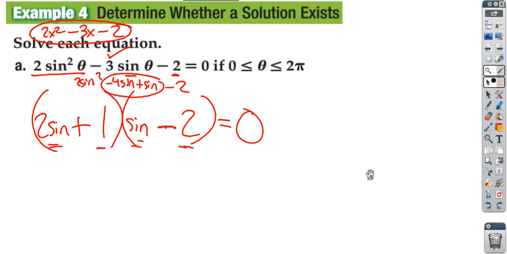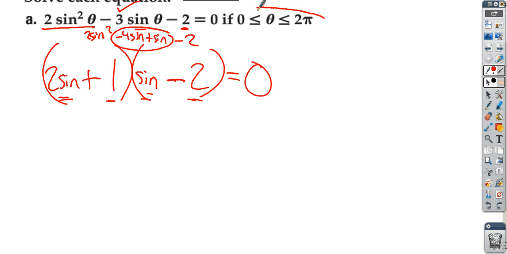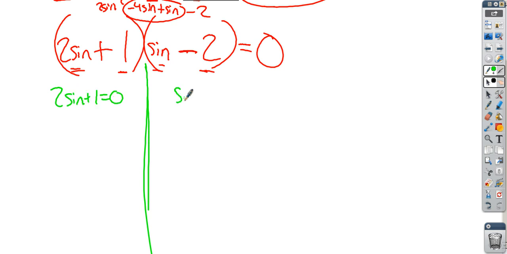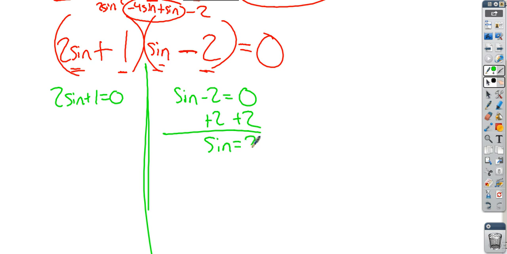Okay, now we know it's equal to 0, and we also know that we're between 0 and 360. We're 0 and 2 pi. 2 pi is the same as 360, the radian equivalent of that. So let's set both parts of this equal to 0, and now we're going to solve it like we solved the other one. So you can see a lot of these have the same pattern. Let's start with this one. We'll add 2 to both sides. Sine is equal to 2.